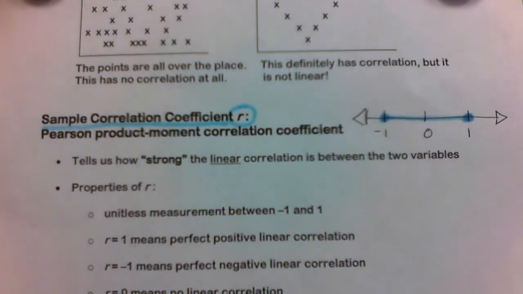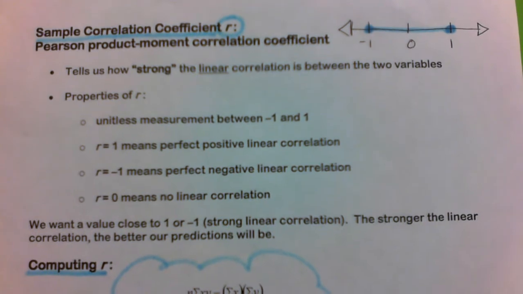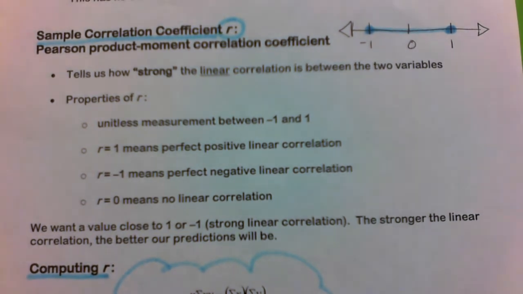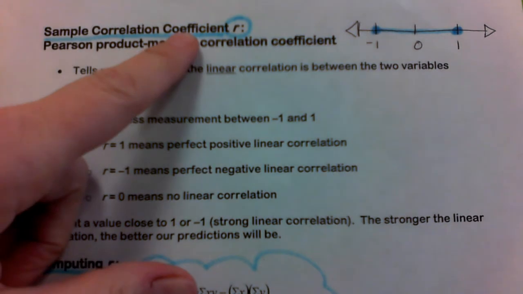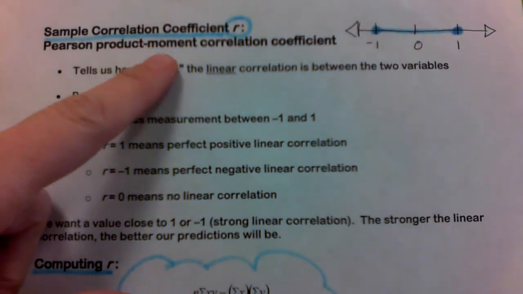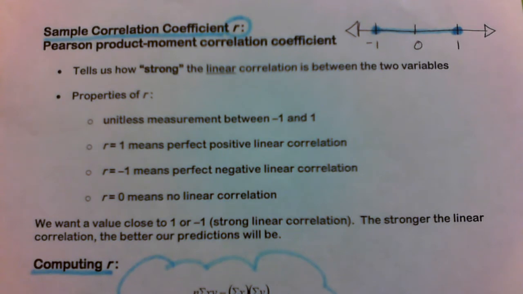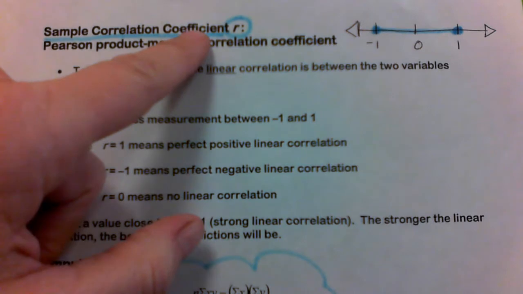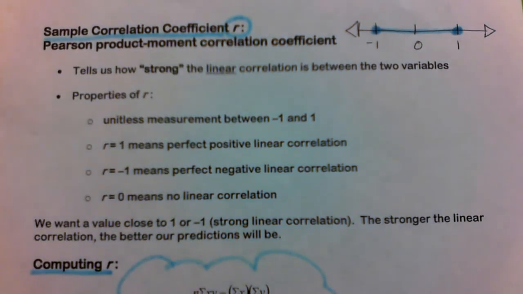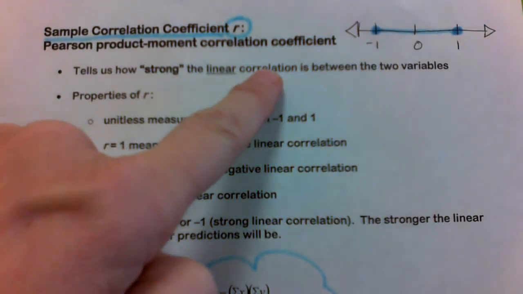Now, that's how you tell from a scatter diagram if there's linear correlation. There's also a value we can calculate that will tell us if there is any linear correlation. This is called the sample correlation coefficient, also known as Pearson product moment correlation coefficient, which is quite a mouthful, otherwise known as R. Just know that when it asks for this, it wants you to calculate R. Now, what R does is it takes our two variables, our x variable and our y variable, and it calculates it into a single value that tells us how strong that linear correlation is.